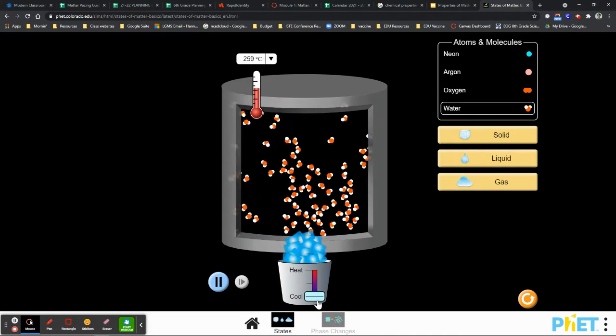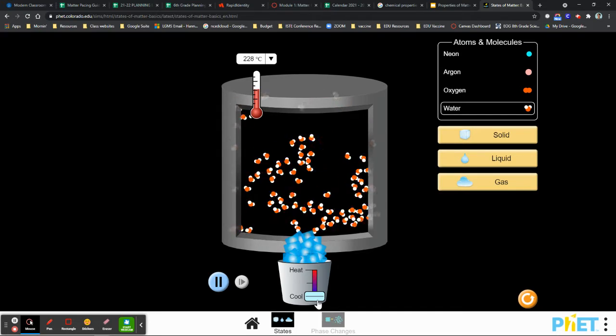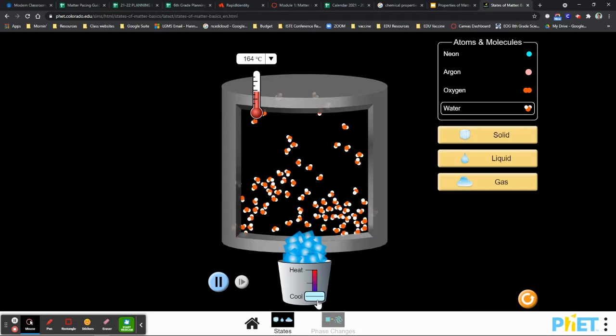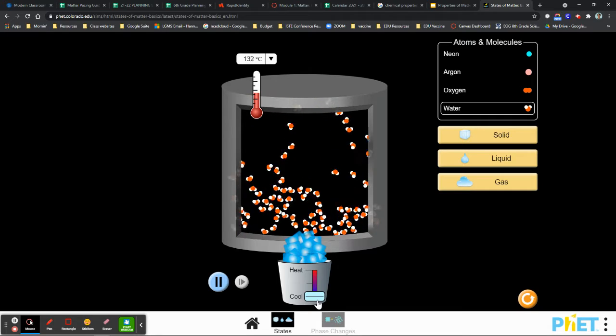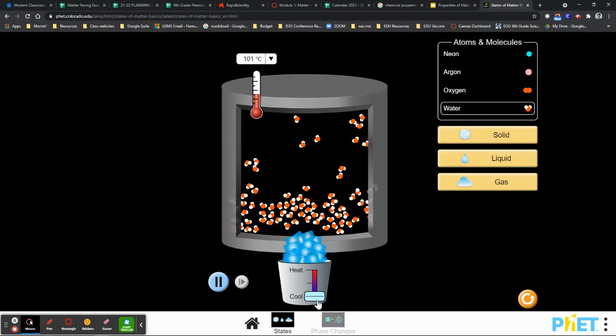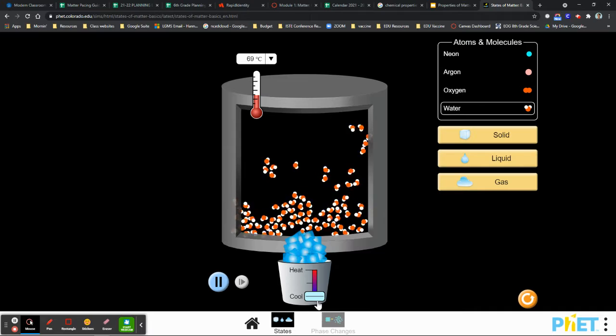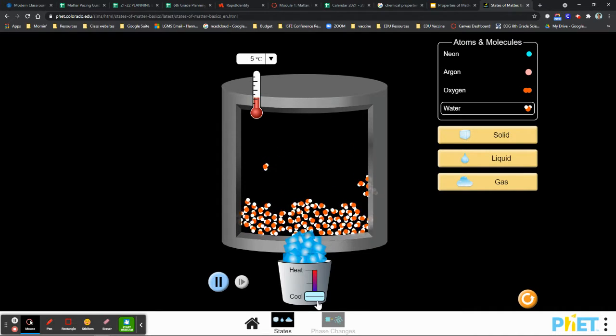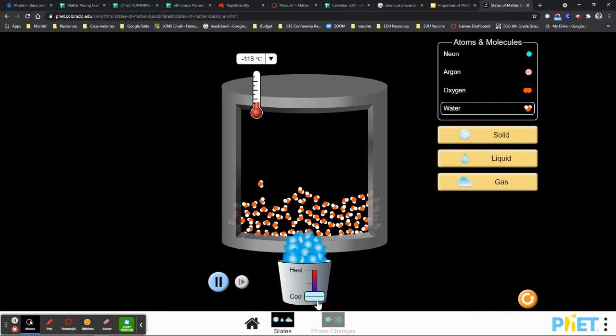Now, if I start cooling it down rapidly, you'll see that they start to move slower. They start to come down closer to the ground. They're moving slower and slower. And then eventually, they're all back to that really rigid shape of a solid.